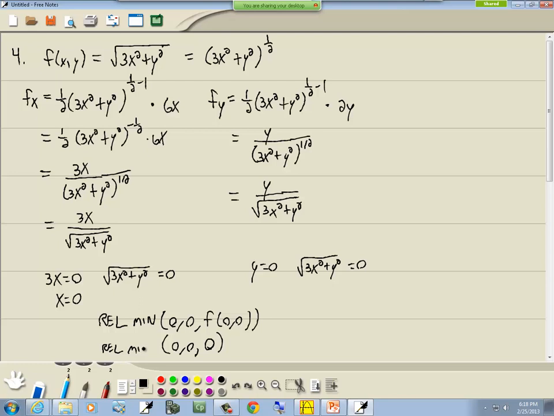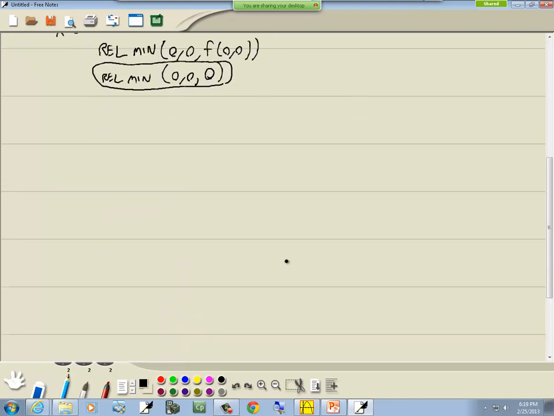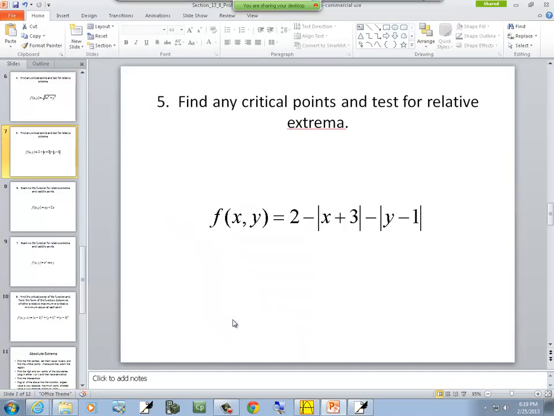Now you're going to find that some of the problems in this section, you'll be able to look at them and just kind of see whether they're relative min, relative max. This is another one you can just look at.